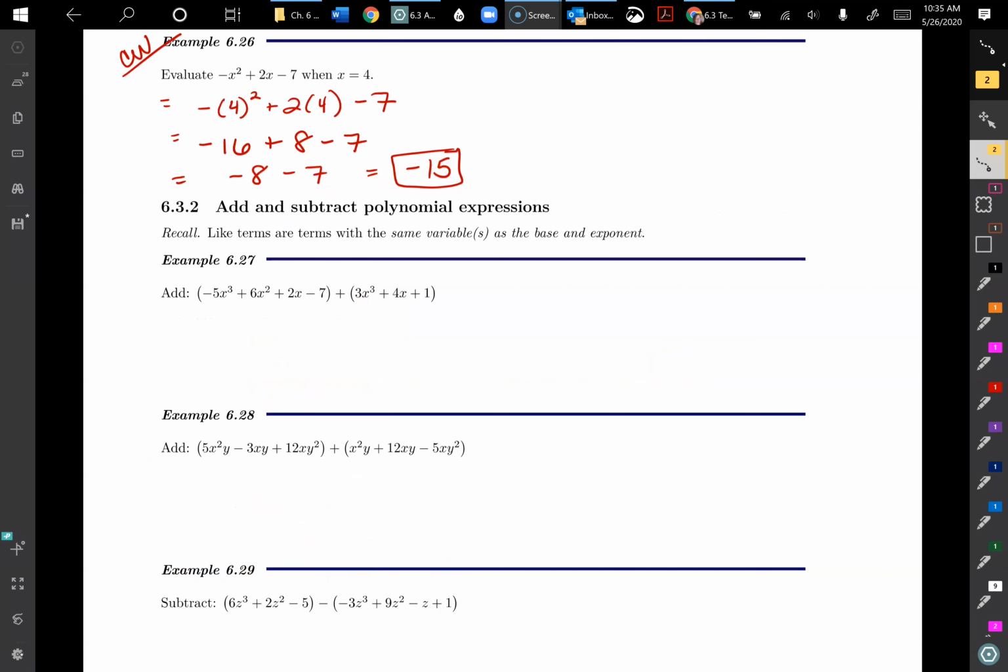Now we're going to look at adding and subtracting polynomial expressions. Remember that like terms are terms that have the same exact variable part. We have to have the same base and exponent. So for example here, -5x cubed does match up to 3x cubed. They're like terms. So we have, for this first one, add -5x cubed plus 6x squared minus 2x, or plus 2x, sorry, minus 7, plus 3x cubed plus 4x plus 1.